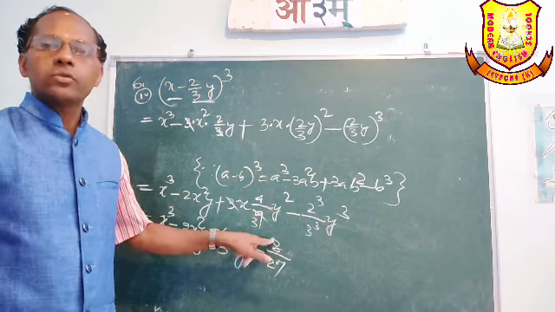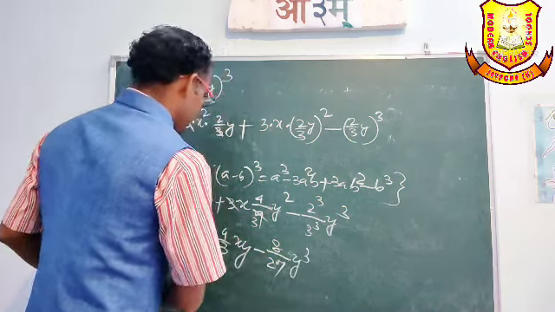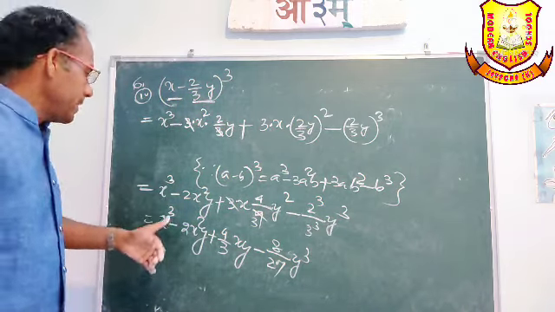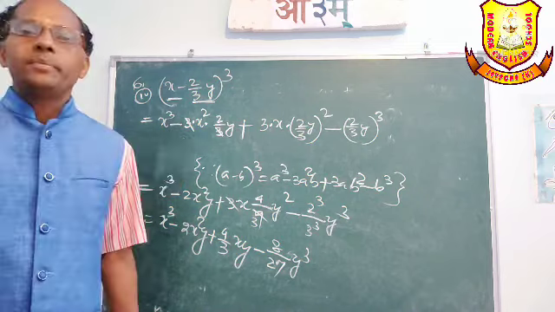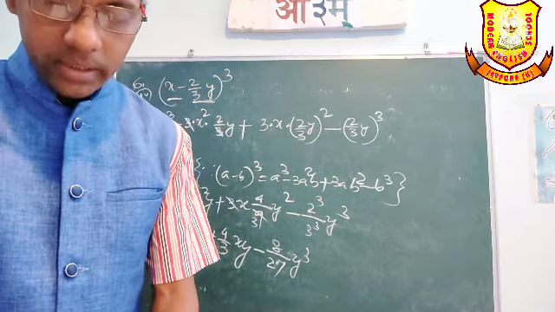2 into 2 into 2, 2 2 is 4, 2 is 8, y cube. This is the answer. Okay, this is the expanded form of a minus b whole cube. Question number 6 over.